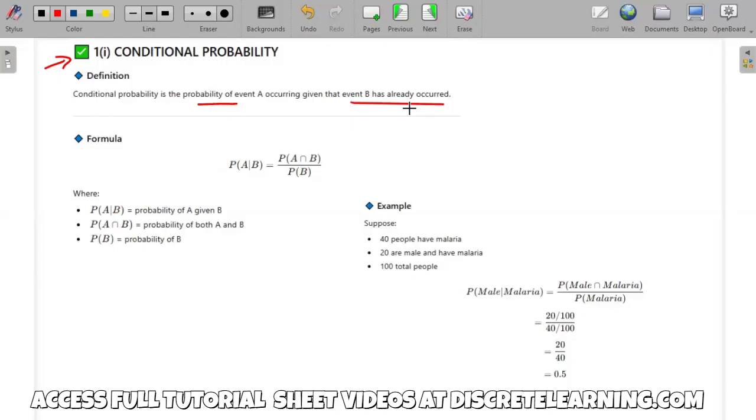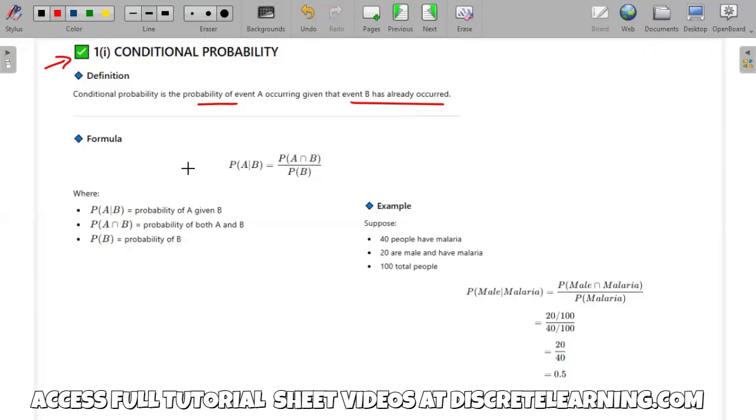For example, if you're finding the probability of passing the exams, given that you were attending lectures, that's a conditional probability. The attending part of the lectures has already passed, but now you're trying to find the probability of passing the exam given that you were attending the lectures. That's what we mean by conditional probability.